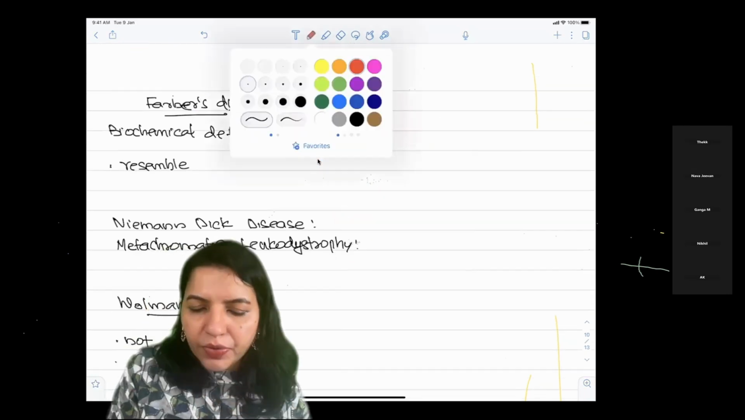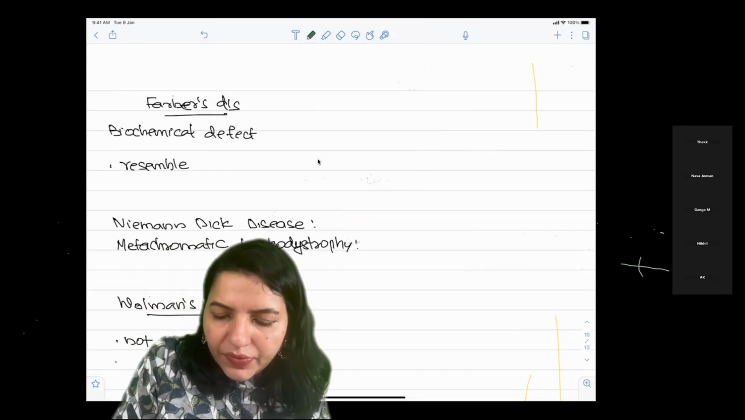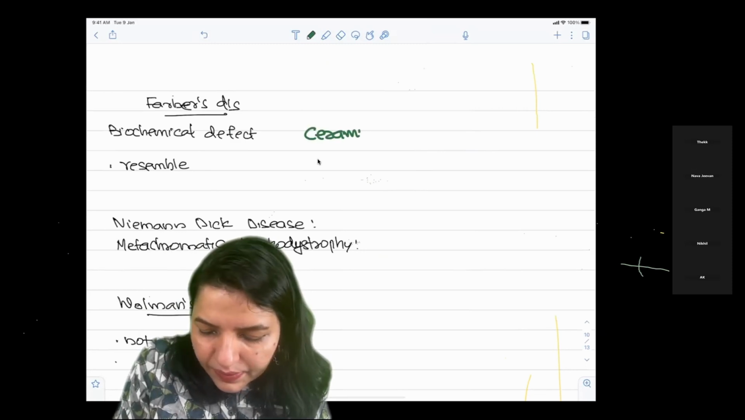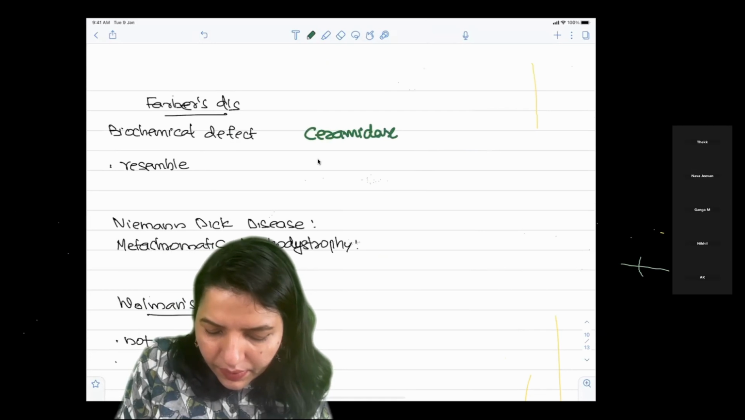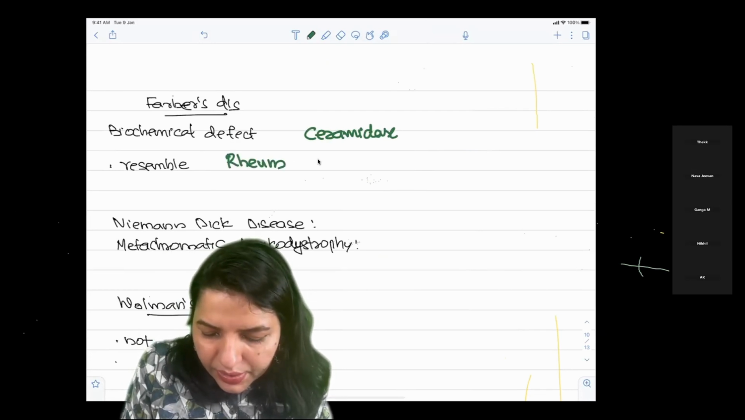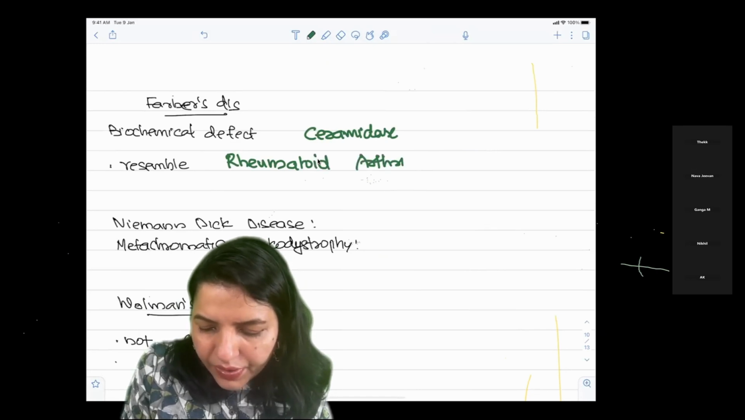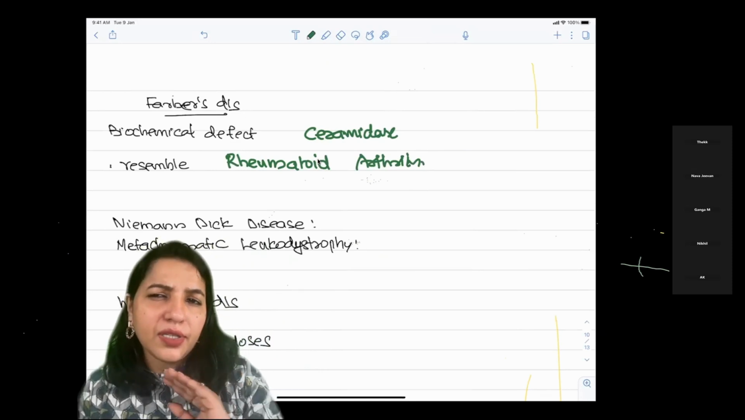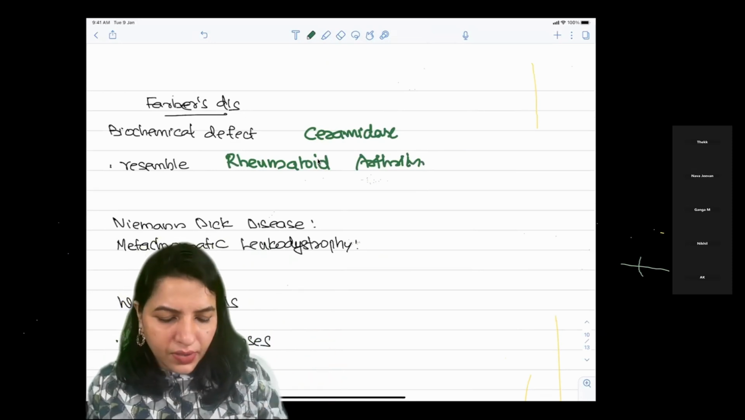Now Farber's is important. I'm just giving it for completion's sake. Farber's disease, the enzyme defect is ceramidase. It resembles rheumatoid arthritis. It is very difficult to learn everything, so I won't give much importance to Farber's disease. Least importance only for Farber's.